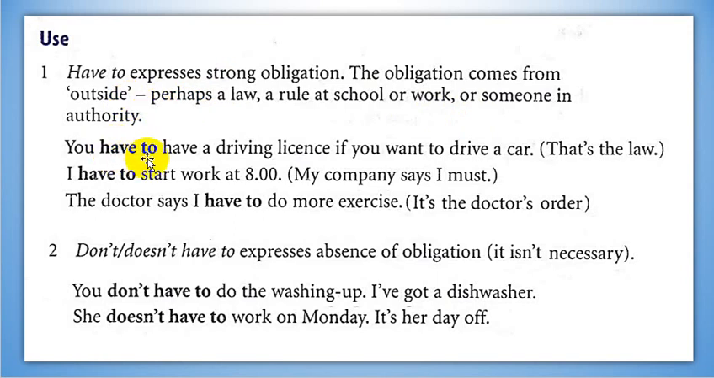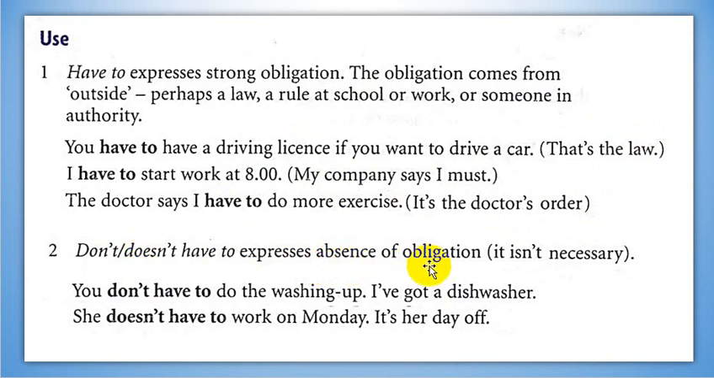Okay? You have to have a driving license if you want to drive a car. That's a law. Okay? I have to start work at 8. My company says I must. That's a rule. Instructions. The doctor says I have to do more exercise. It's the doctor's order. These three examples show the obligation comes from outside: a law, a rule at work, and a doctor's order. That is someone in authority.